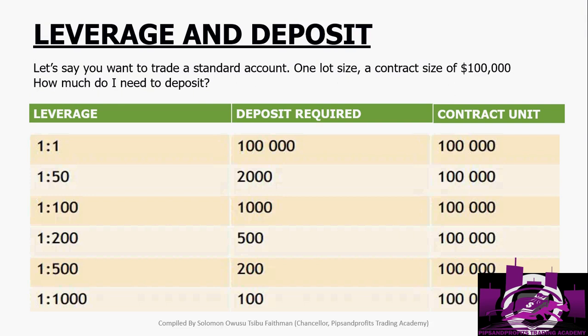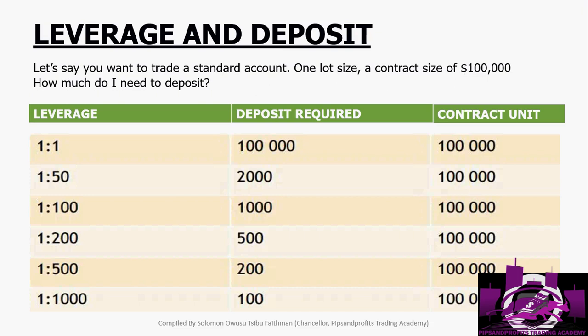And then when we are given 1:50, we are supposed to deposit $2,000. That will be the deposit required of you to be able to trade 1 standard lot or a contract size of 100,000. And then if you are given 1:100, your deposit required is going to be $1,000 to be able to trade a contract size of 100,000. If you are given 1:200, you are going to be required to deposit $500 to be able to trade a contract size of 100,000 units.